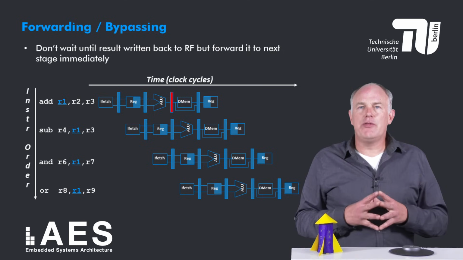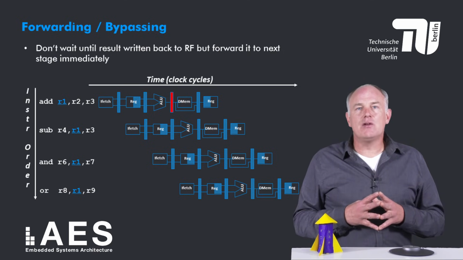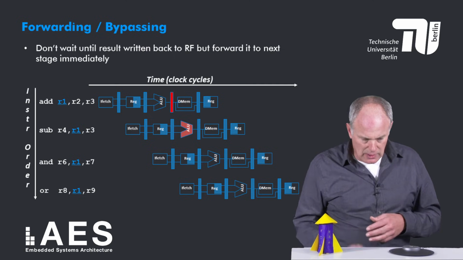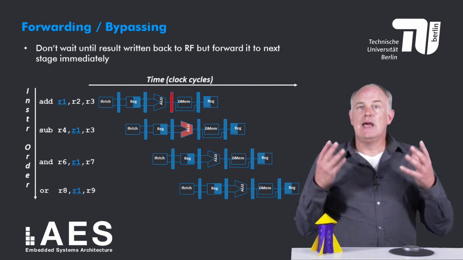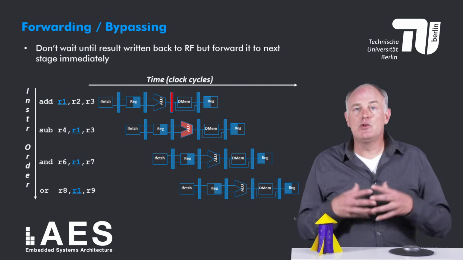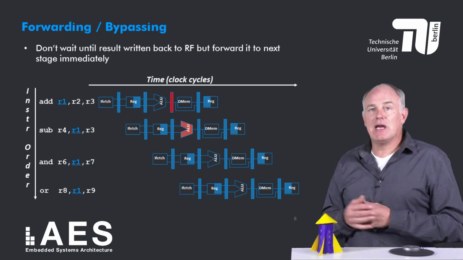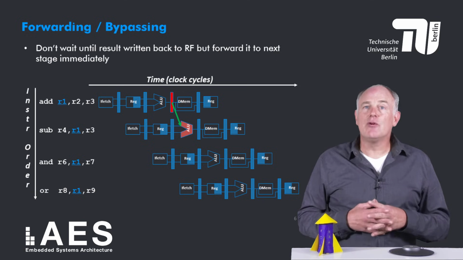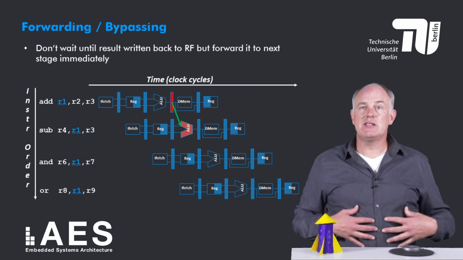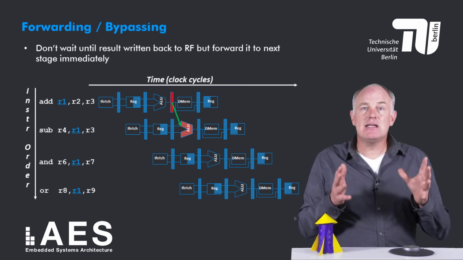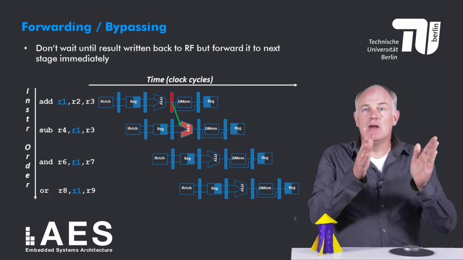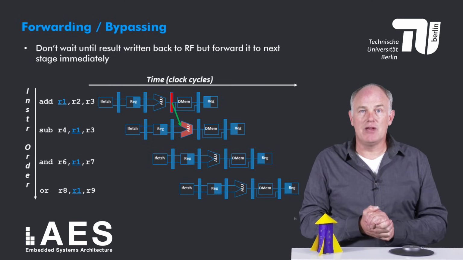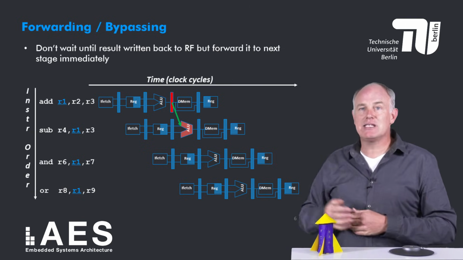At the end of the 3rd clock cycle, the result of the add operation is available in this pipeline register. In the 4th clock cycle, the result is needed as input to the ALU, as indicated by coloring the ALU red. So instead of waiting for the result to be written back to the register file, we add some data paths so that the result can be immediately forwarded from the XMEM pipeline register to the first input of the ALU, as indicated by this green arrow here.